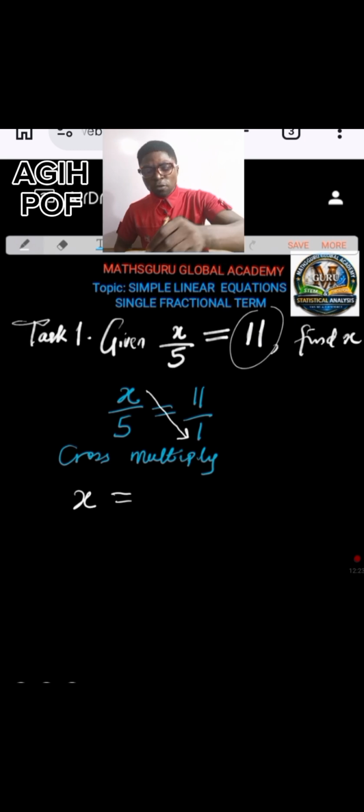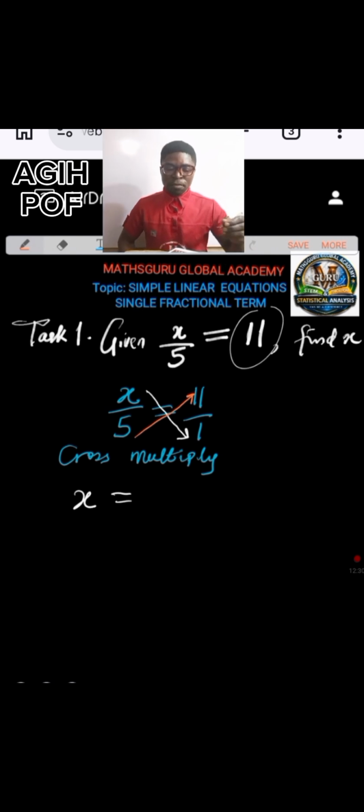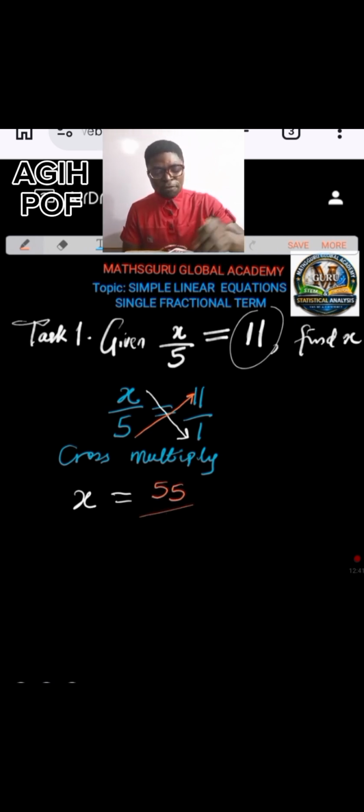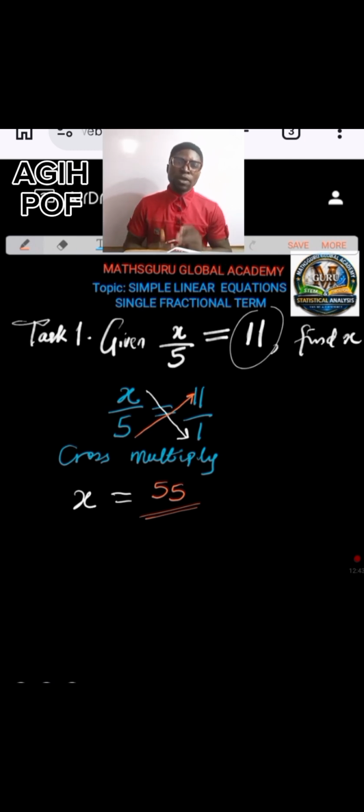This will be equal to, now let's do the other part. We multiply the denominator here by the numerator here. You can see in the mode of cross multiplication. So 5 times 11 will give 55. So the value of x is equal to 55 in this case.